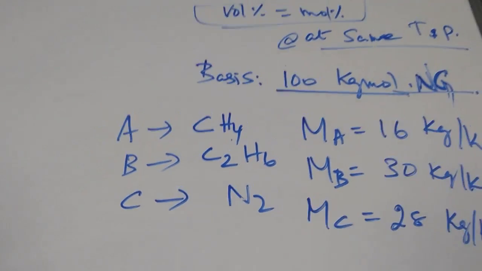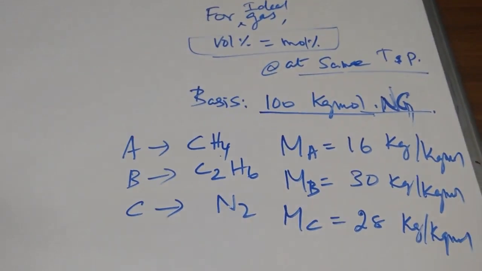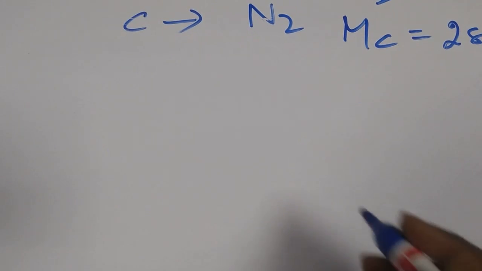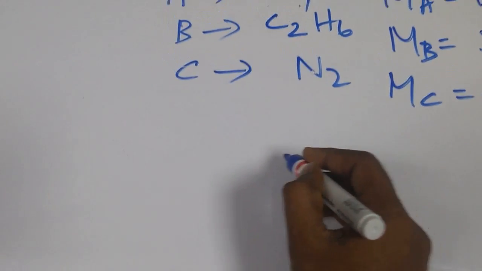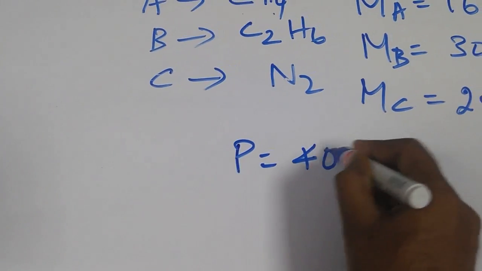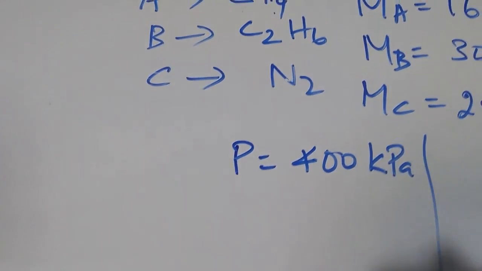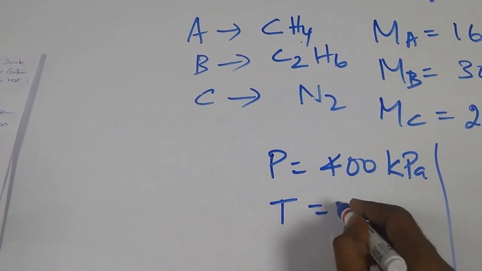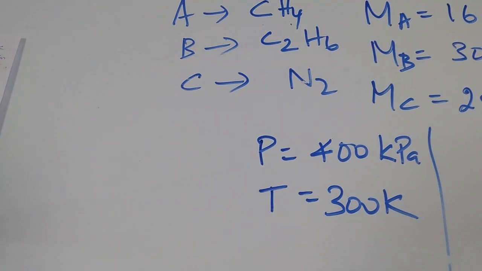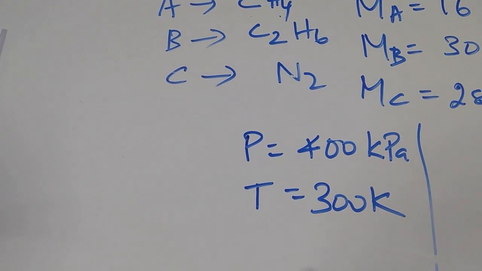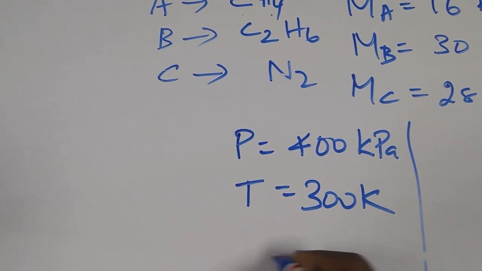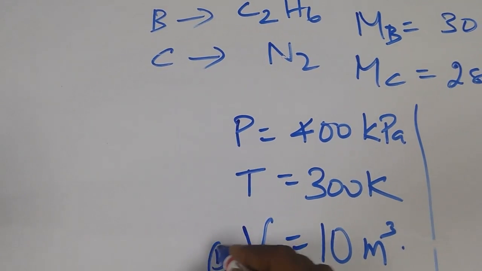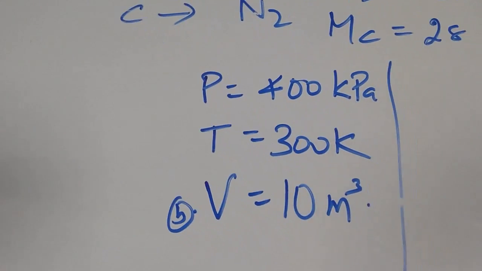So we can solve this problem in a tabular form. What can we write down as the given data? Pressure is given, 400 kilopascal. Temperature is given, 300 Kelvin. And volume is given, 10 meter cube for the B part.